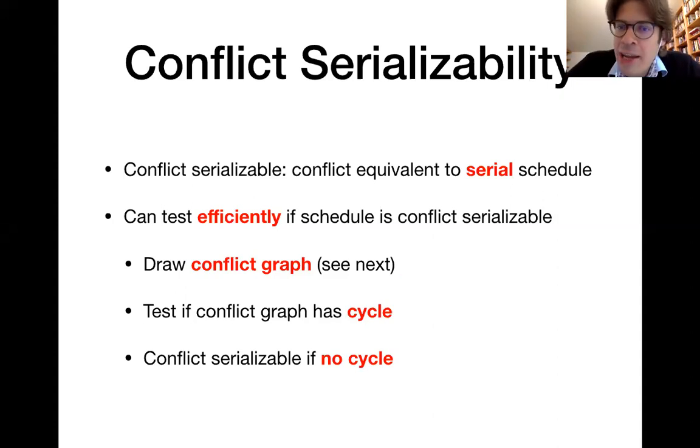It involves drawing a so-called conflict graph. We will see in a second how to define that conflict graph for a given schedule. But it comes in the end down to testing whether this conflict graph has a cycle, and the schedule is only conflict serializable if this graph has no cycle, and that is something that we can test very efficiently.